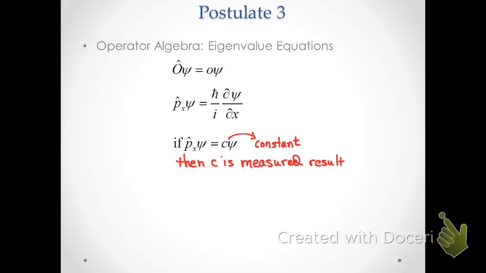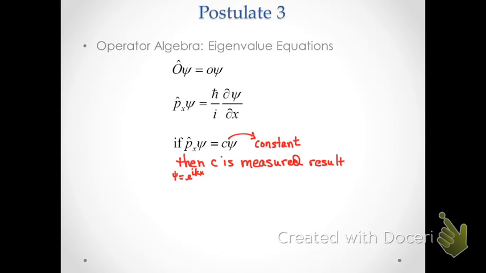And what that means physically is if we have our system in a state represented by the wave function psi, we go into the lab and we try to measure momentum in the x direction. This means that the eigenvalue is the only possible result we can get. So the eigenvalue tells us what we're going to get when we measure this in the lab.